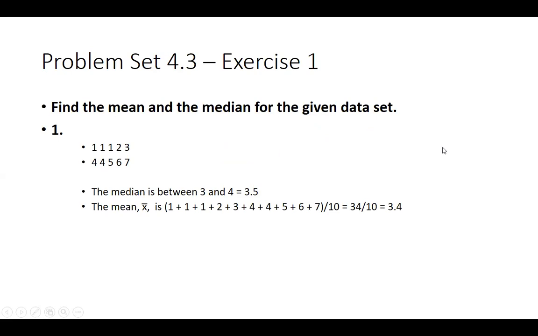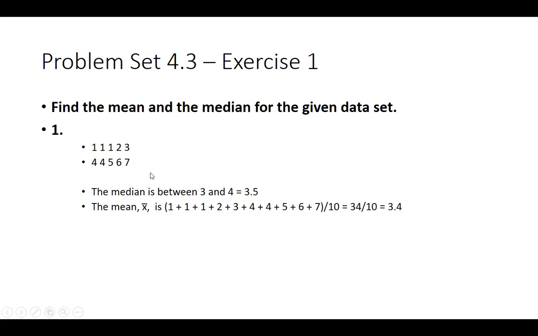So number one, we're given this data set and we're asked to find the mean and the median. So we have 10 data points. 10 divided by 2 is 5. So the median will have 5 below and 5 above. That's going to be between 3 and 4. The average of 3 and 4 is 3.5. So the median is 3.5.